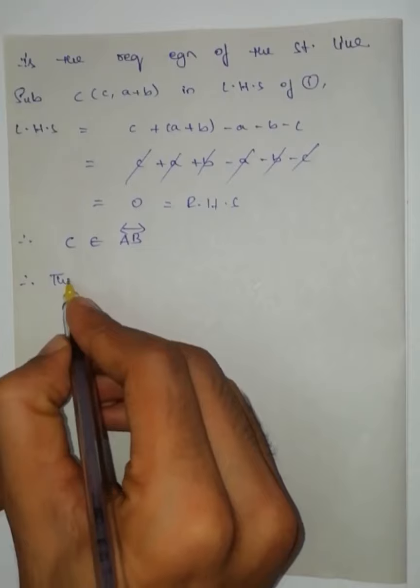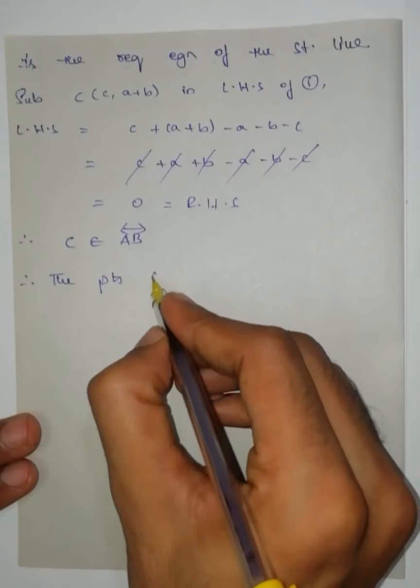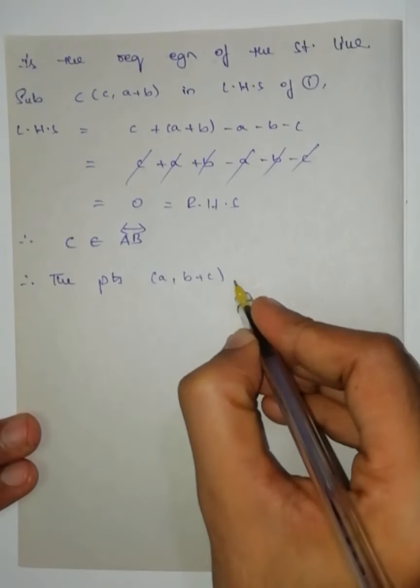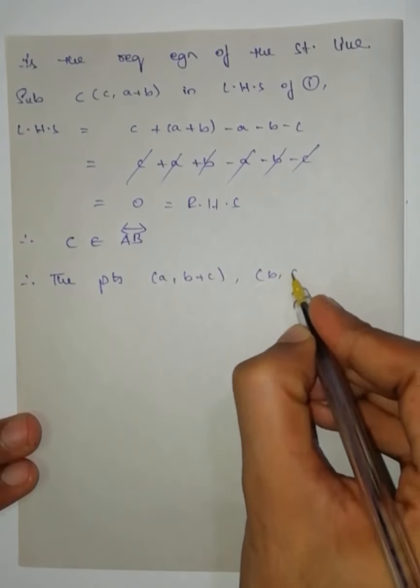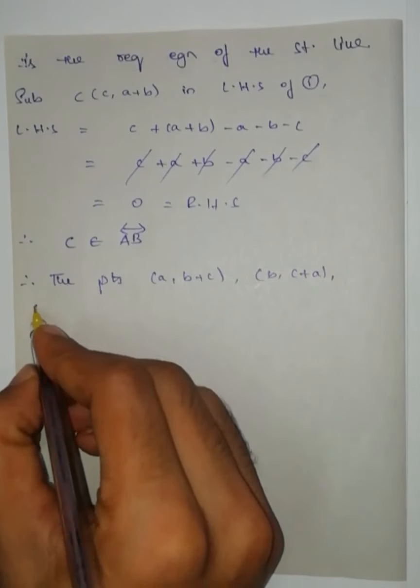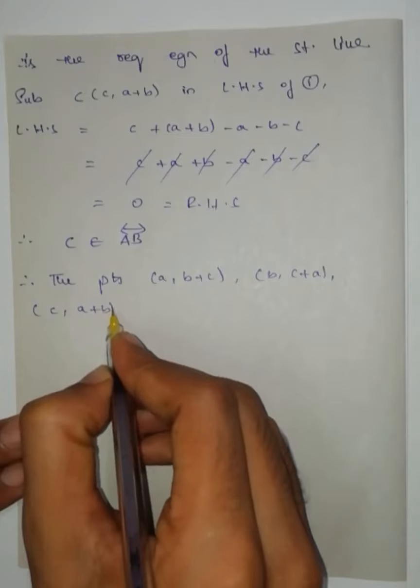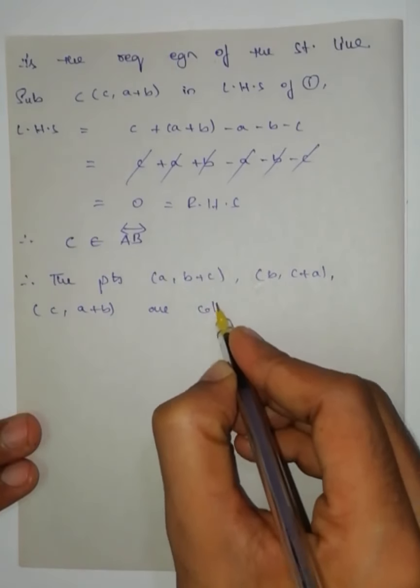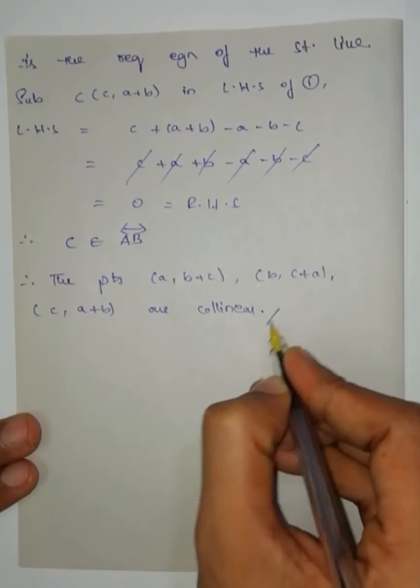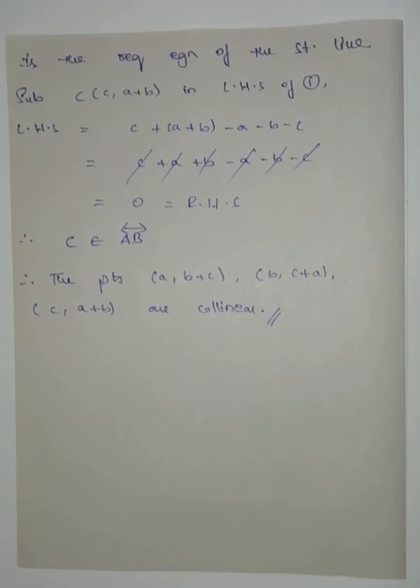Therefore, the points A comma B plus C, B comma C plus A, C comma A plus B are collinear. Similarly, you can solve this problem also as a homework.